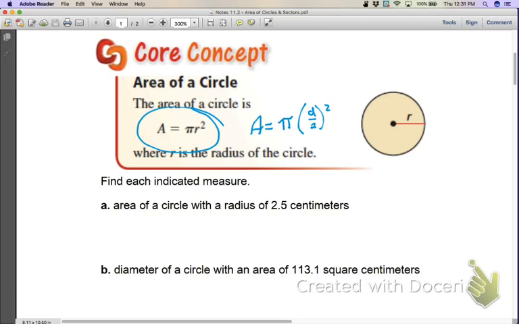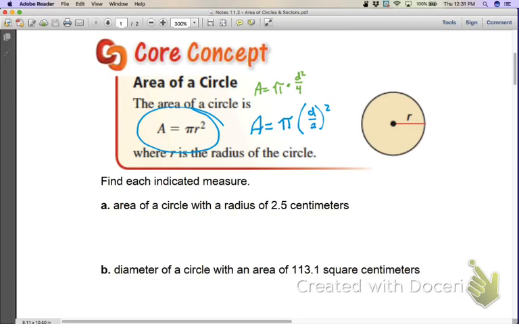Okay? Or if you really want to get fancy with it, we can say the area is equal to pi times the diameter squared divided by 4. If we want to get really fancy with it. I would just divide it by 2, square it, and multiply it by pi. That's the easier way to do it.